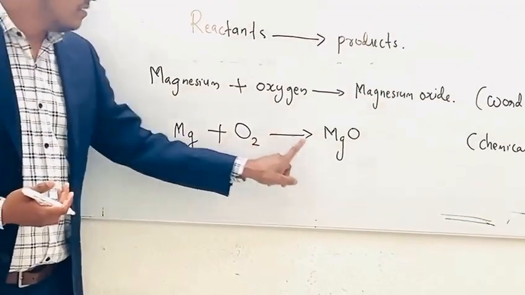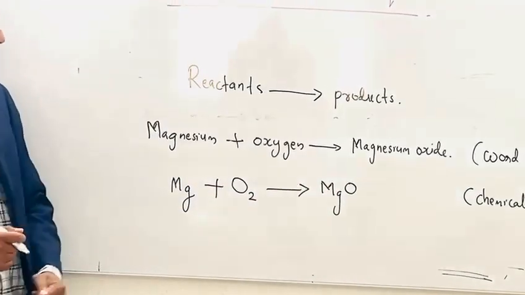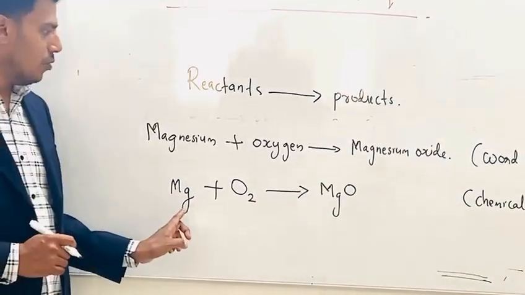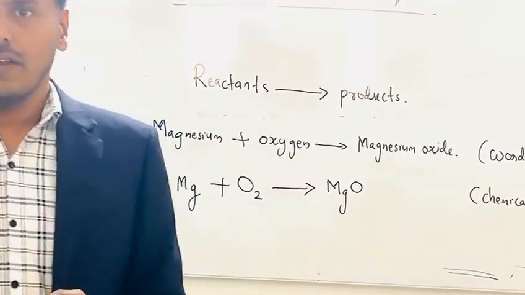So we have to balance this equation because the number of atoms are not equal. For that purpose, we have to balance. How to balance this equation? We will study that in the next video. Okay, thank you.